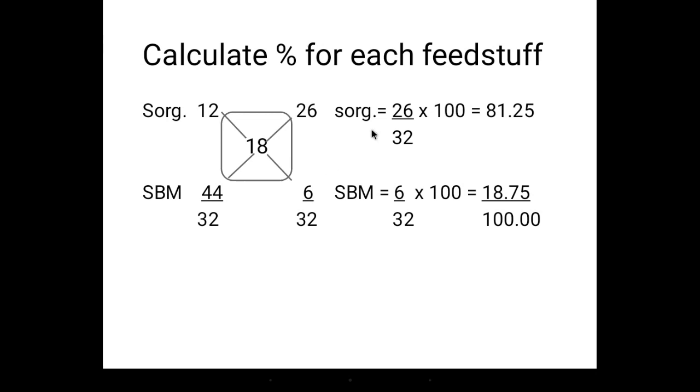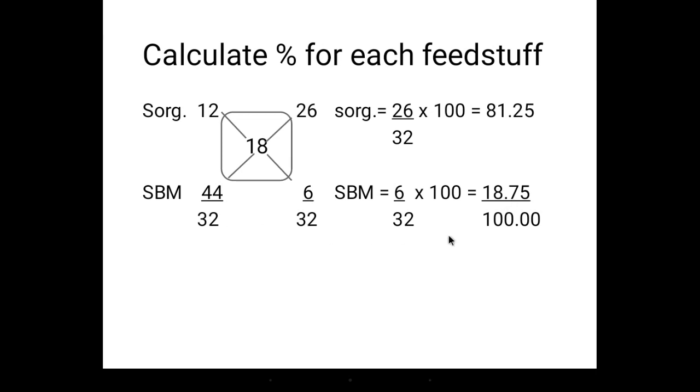So for sorghum, we have 26 divided by the total figure we have here, which is 32, multiplied by 100. That gives us the percentage of what we are looking at in the final ration we are trying to formulate. For soya bean meal, we have 6 divided by 32 times 100, so we have 18.75. The addition of these two figures gives 100. So what this means is that we will need 81.25 kilograms of sorghum and 18.75 kilograms of soya bean meal.